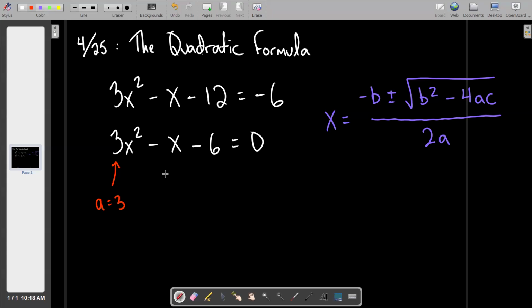My B value will sit right here. What is B? It's not a 1. It is, however, a -1 because there's a minus there, right? And we know how minuses and negatives are kind of interchangeable sometimes. And then, of course, what is C?